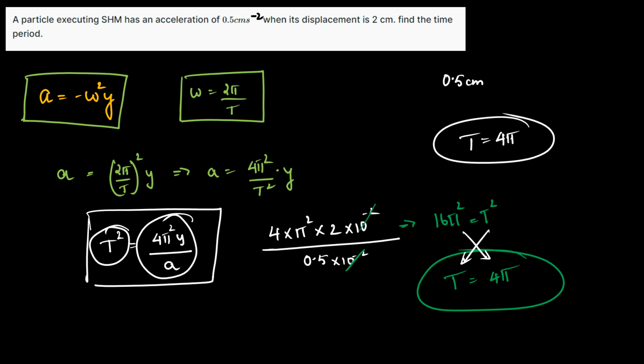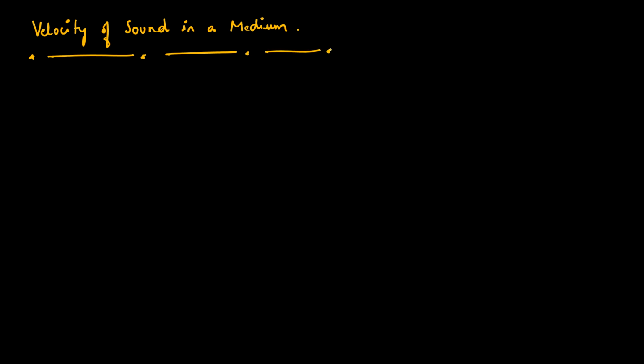Now the next type of question will be based on the factors affecting the velocity of sound. So let us talk about velocity of sound in a medium. Velocity of sound. Sound is also a wave, right? Velocity of sound in a medium. And again here your Newton is going to come. We represented by the bulk modulus, right, or pressure. Both are one and the same.